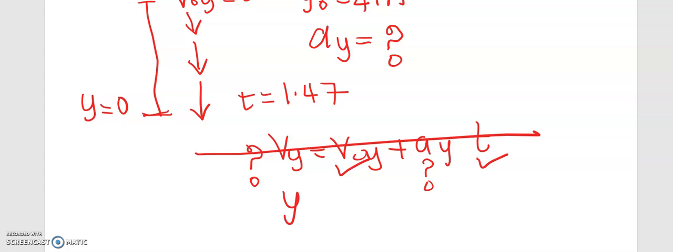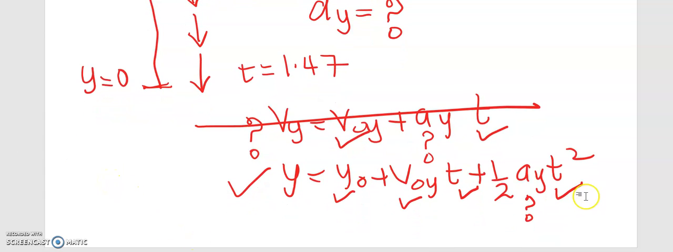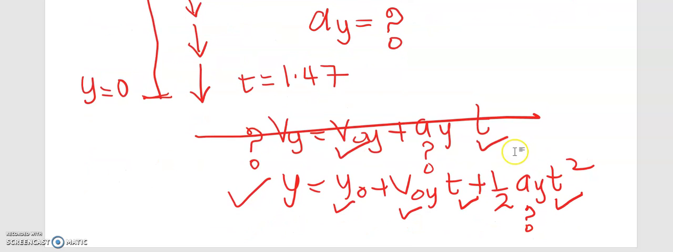Let's write down the second equation. I do know the final y position is equal to 0. I know the initial, it's 4 meters. Initial velocity is 0. Time is known. Acceleration is an unknown. So there's one unknown, that is the acceleration. Now we need to solve for the acceleration, right? So let's see how we can do that.